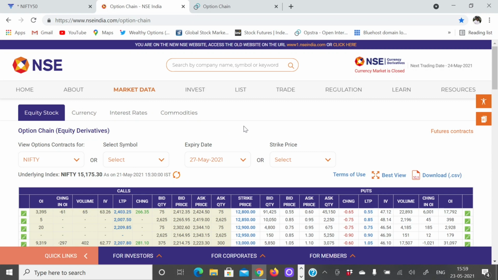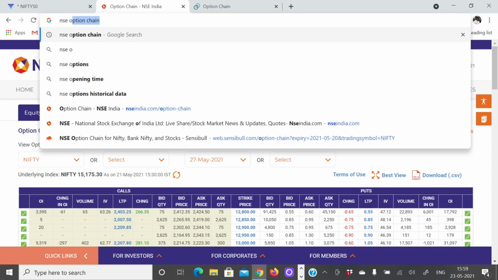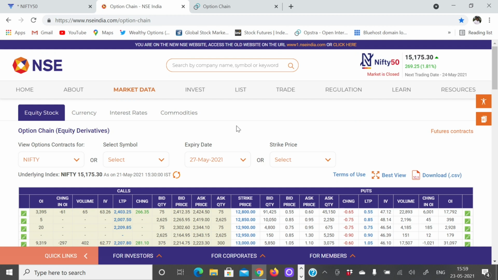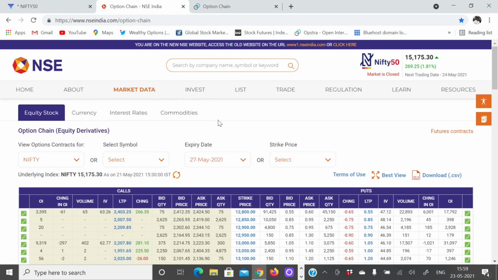So this is the option chain from NSE. So how to get this? Just Google it like NSE option chain. You will get a link, just click on it. So you will see the option chain, right? So before you go and see all these contracts, as it is mentioned in the definition, this is available for one underlying asset.